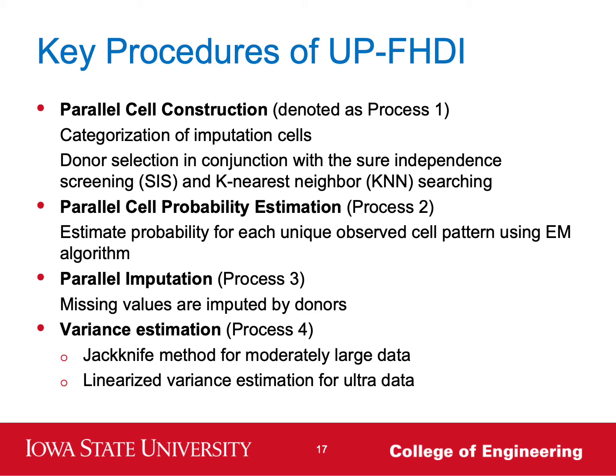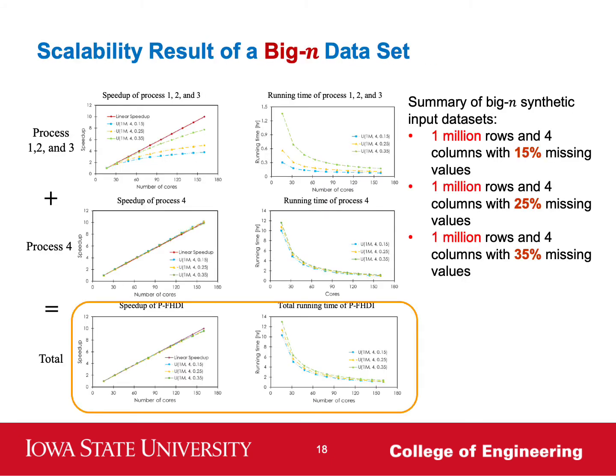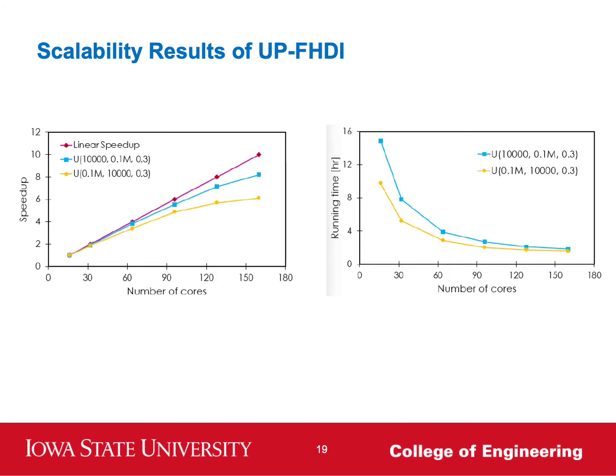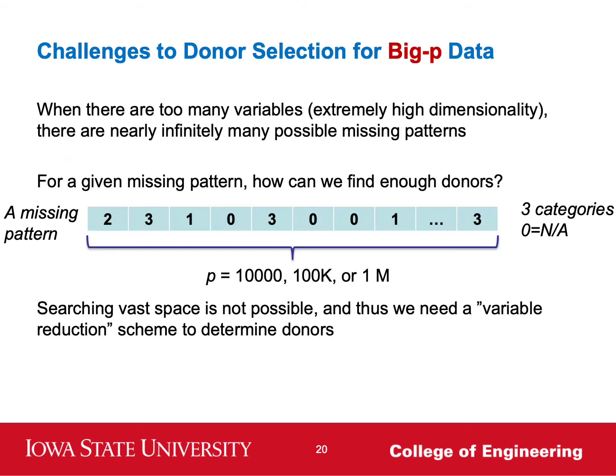One is parallel imputation cell construction, using the sure independent screening technique and k-nearest neighbor for selecting donors. The second step is so-called parallel cell probability estimation using the modified expectation maximization scheme. And then we do imputation and variance estimation. Here we show good scalability for big N, large instance data, and even for 0.1 million instances and 10,000 variables, which is very ultra data, we can confirm the scalability as we expected.